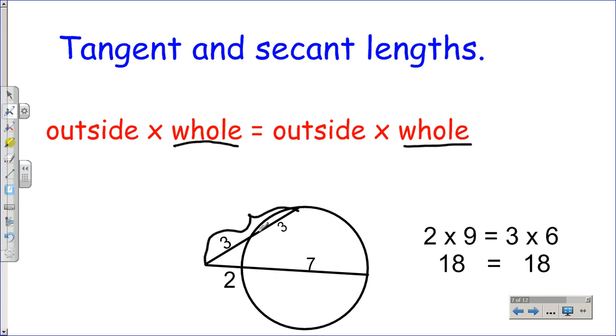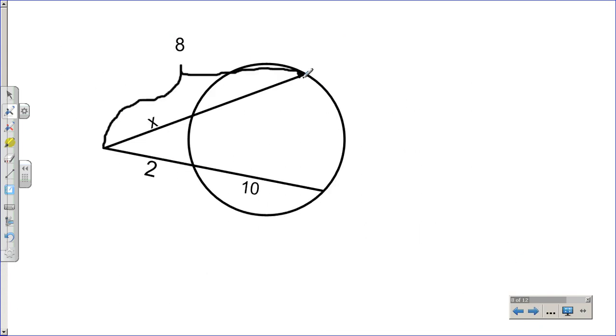So this line right here is actually 6. And see, I took the outside of this one and I combined it with all of the inside. This is 9. So the outside of this line is 3, the whole line is 6. Outside of this one is 2, the whole thing is 9. So I have 18 equals 18. That's the rule. It'll work every time.